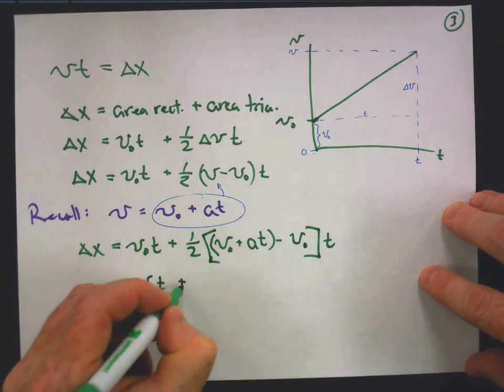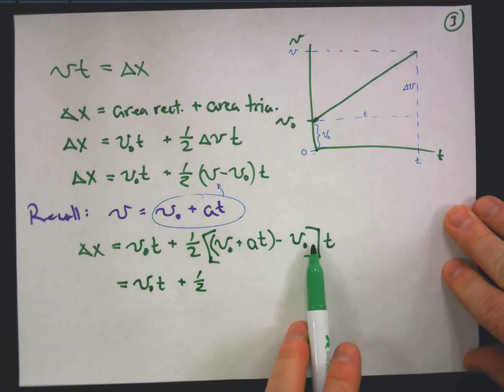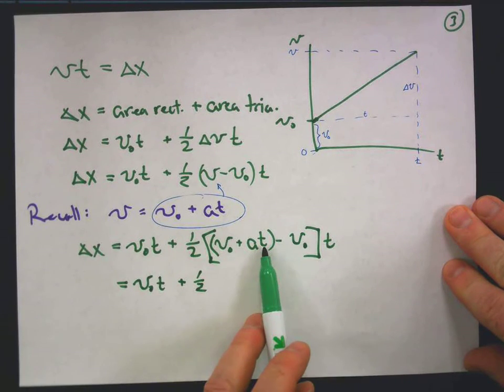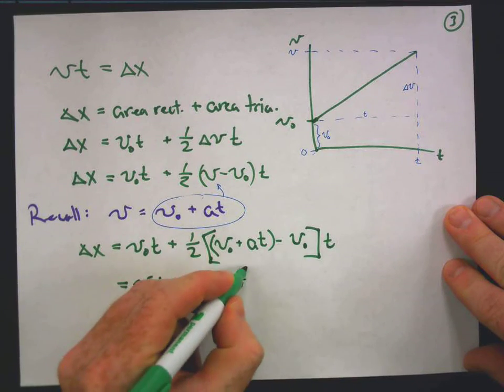VOT plus 1/2. That 1/2 doesn't go away. We have a VO minus VO, that goes away. That's kind of cool. We have an AT times a T, we end up with AT squared.